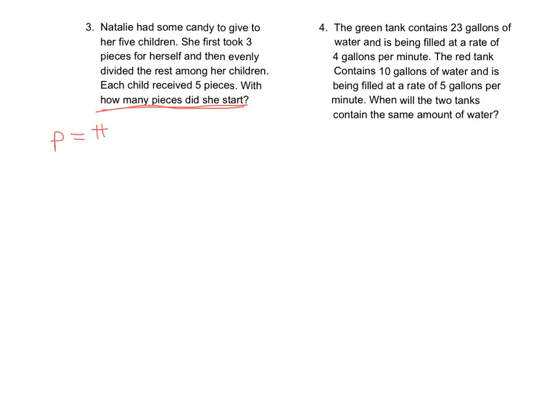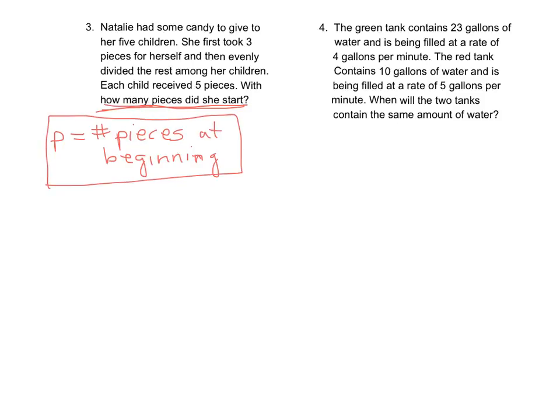So this is the number of pieces that she started with, so at the beginning. Okay, there's my variable. I got my variable from the question. How many pieces did she start with? Alright, so Natalie had some candy. How many did she have at the beginning? P pieces. She wanted to give some to her children.